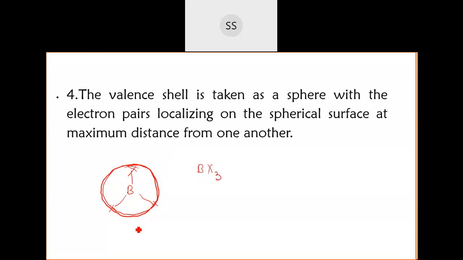In this sphere, it's a 3-dimensional sphere, not a 2-dimensional one, because we are talking about space here. So the valence shell is like a sphere. Sphere means it's 3-dimensional. It's not on a plane. It's not a circle. So in this sphere itself, how will they arrange themselves? These electron pairs will arrange themselves in such a way that there is maximum distance from one another. That was the 4th postulate.